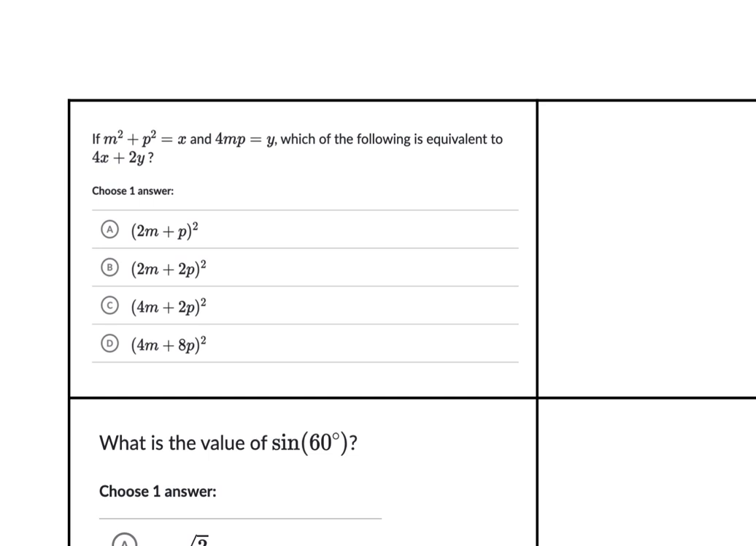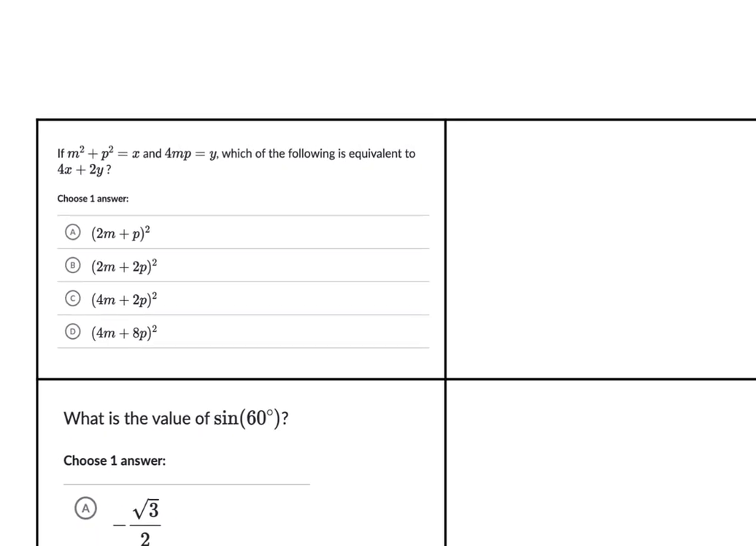All right, if m squared plus p squared equals x, and 4mp equals y, which of the following is equivalent to 4x plus 2y? Sometimes there are shortcuts here. Sometimes these get messy. We're just going to have to go with it. So we've got x. So 4x would be 4 times m squared plus p squared plus 2 times 4mp.